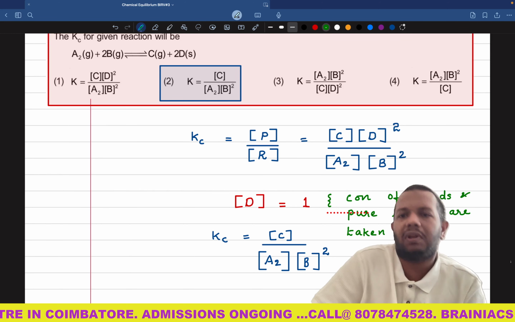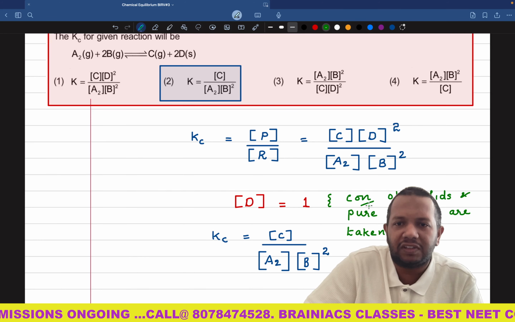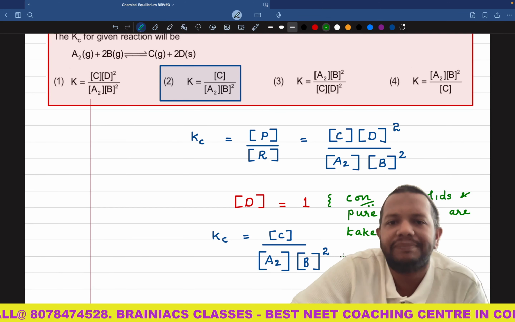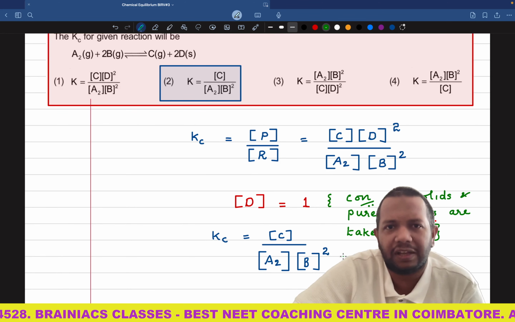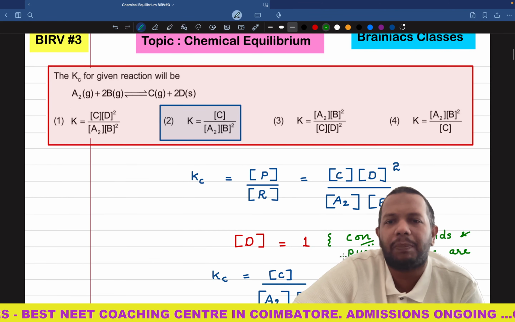Okay, pure liquids are taken as 1. I hope you know the reason, because its density will not change. Density is a constant. Okay, so I hope it is clear for you. So can we switch to the next question? So I hope you understood how to apply this.